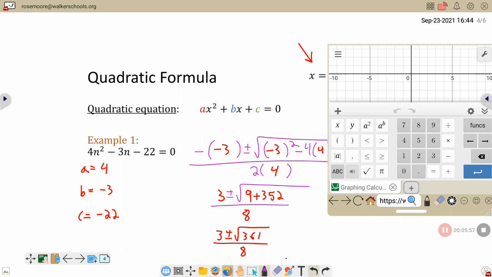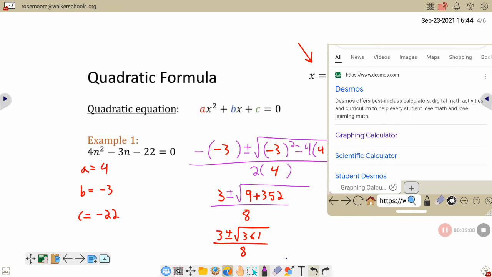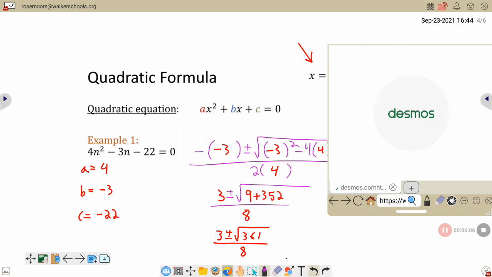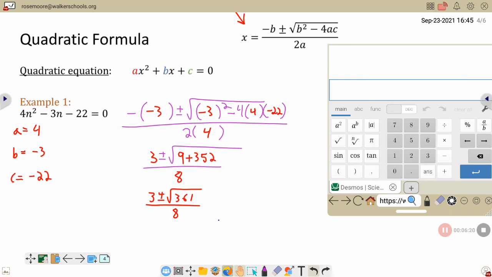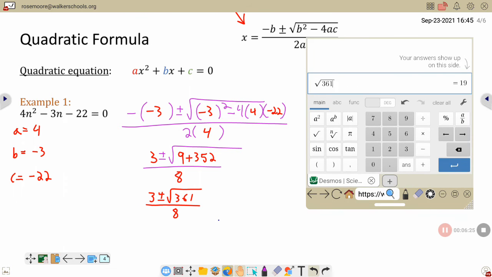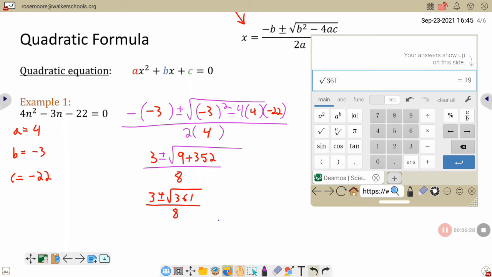Sorry for the time delay. So we are going to try the square root of 361. The square root of 361 is a number. It is 19. So this is really equal to 3 plus or minus 19 over 8.